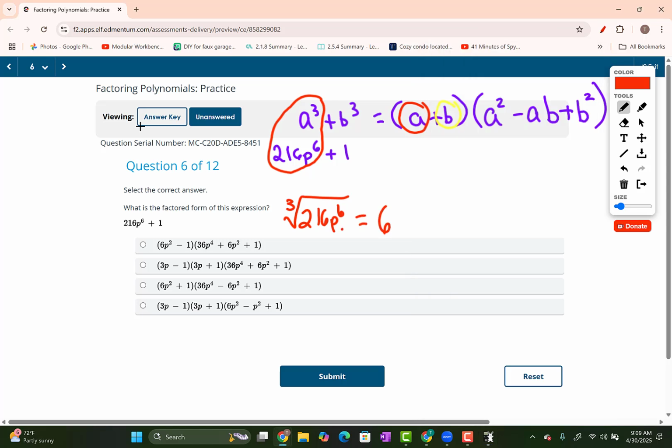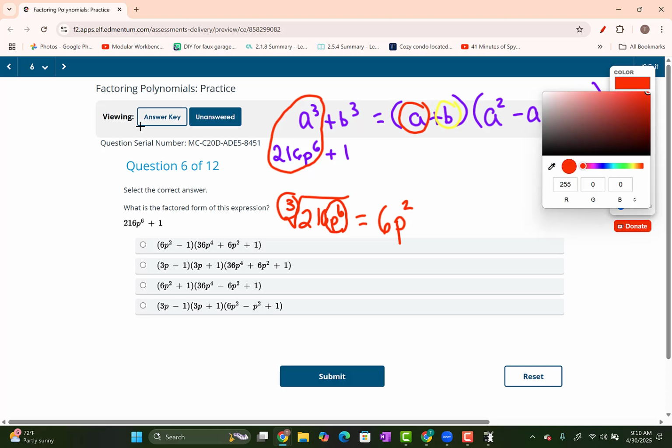To take the cube root of p to the 6th, you have to think, well, what multiplies by itself 3 times to give you p to the 6th? Or you can take the exponent of 6 and just divide it by our index of 3. 6 divided by 3 is 2. And p squared times p squared times p squared does give you p to the 6th.